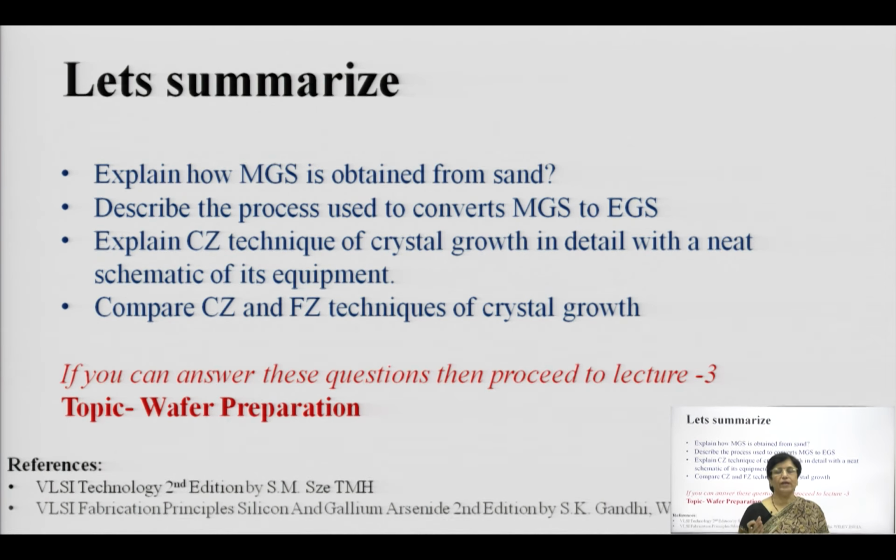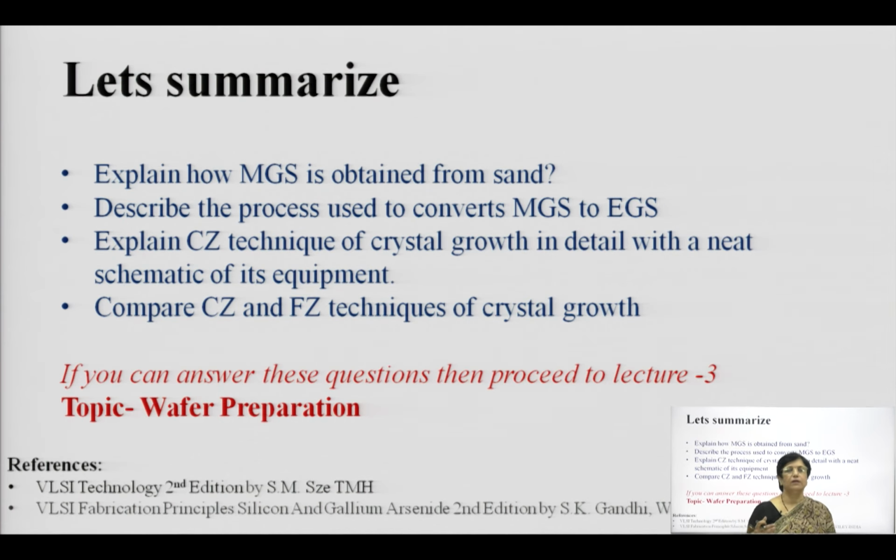So, before we end, let us summarize by answering the following questions. The first question you should be able to answer is the preparation of metal grade silicon, which is prepared from sand. Second, you should be able to describe how metal grade silicon is transformed into electronic grade silicon by the pulverization process, bringing it in contact with anhydrous hydrogen chloride, or the CVD process.